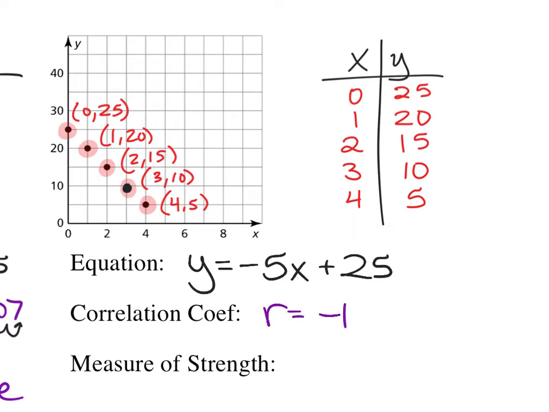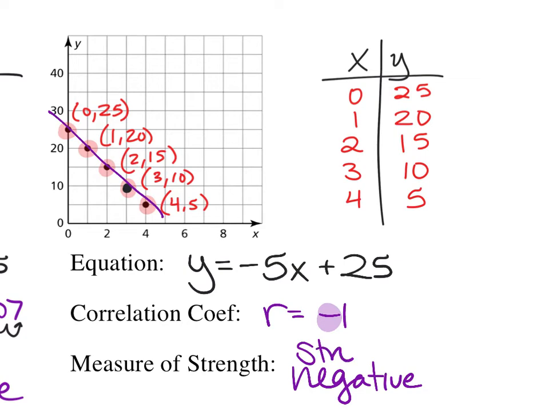Let's give it 2 adjectives. First of all, is it positive or negative? Negative. So for sure it's going to have the adjective of being negative. The number is negative, and the slope is negative of that line. Now, is that strong or weak?